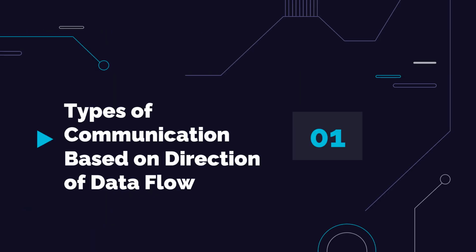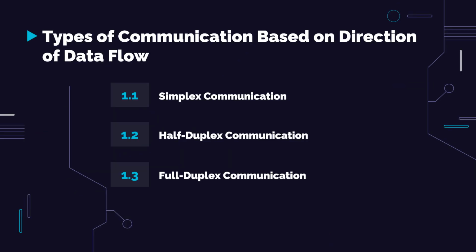Let's learn each type with easy explanation and real-life examples. The first topic is types of communication based on direction of data flow. Based on direction of data flow, we have three subcategories: simplex communication, half-duplex communication, and full-duplex communication.